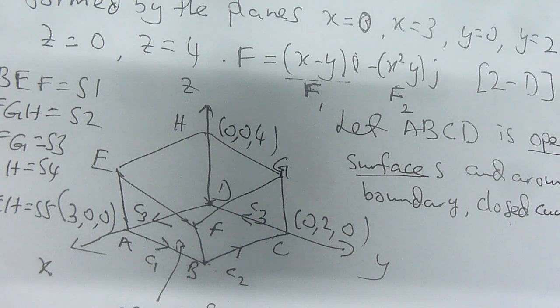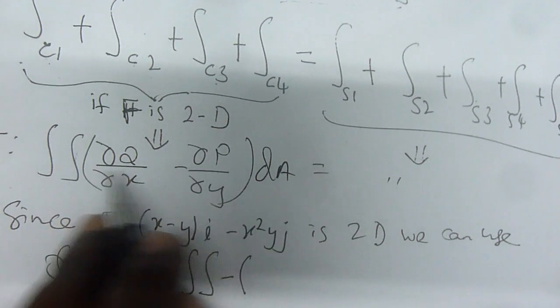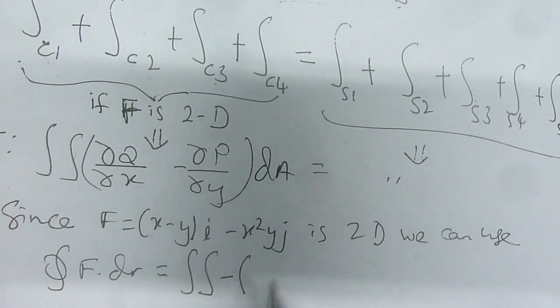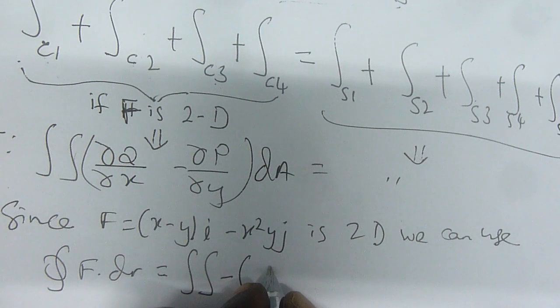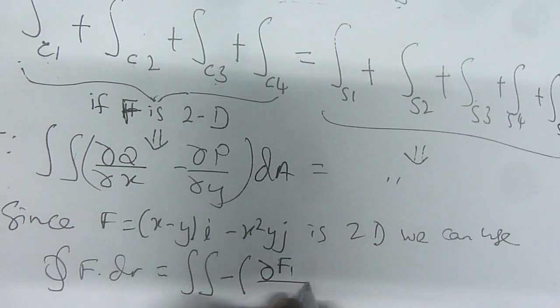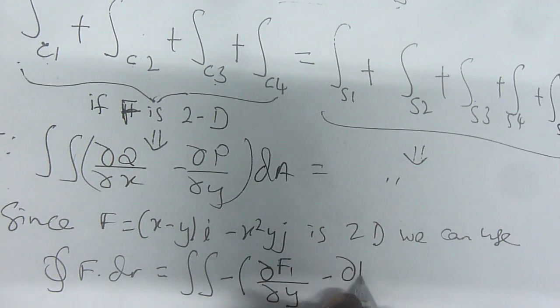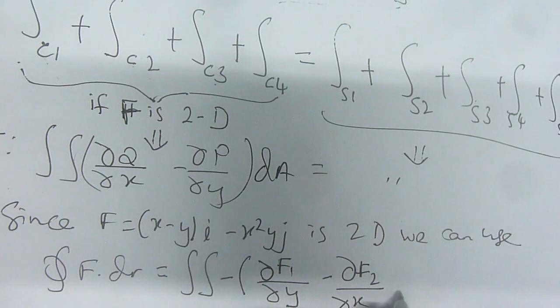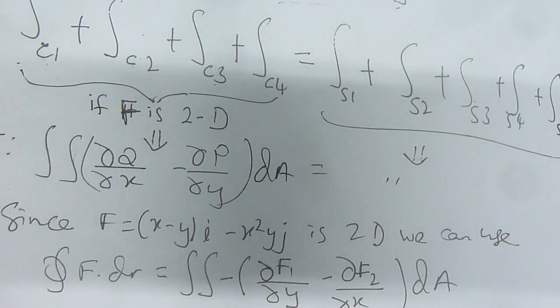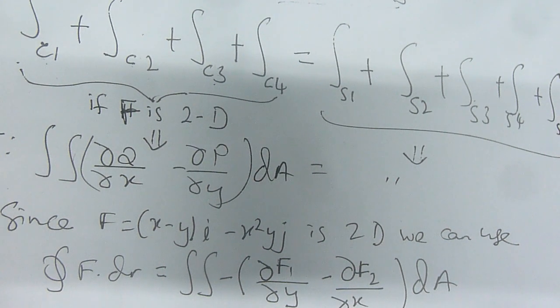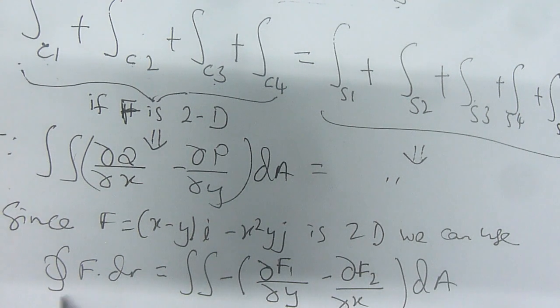Can you see that? F1, F2. I didn't use PQ. Or you want me to use PQ? Whatever, I want you to learn different variables. I don't want you all to stick to PQ always. As long as you know how to do your problem. Del F1 over del y. Remember F1 is del F over del x, and that is dA. Remember, if the case is 2D, we can use this.